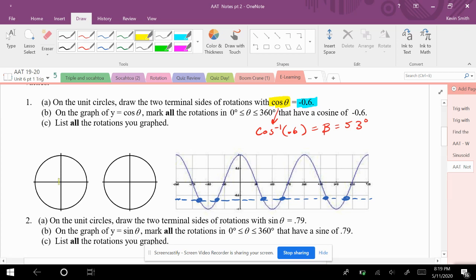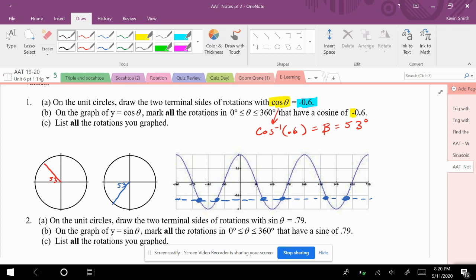And so we got to think, what quadrants will cosine be negative? That's all this negative is telling us, is what quadrants we're in. So we're going to be in quadrants 1 and 3 because those are the only two that have a negative cosine value. So 53 here and 53 here. So we'll go ahead and find those reference angles.